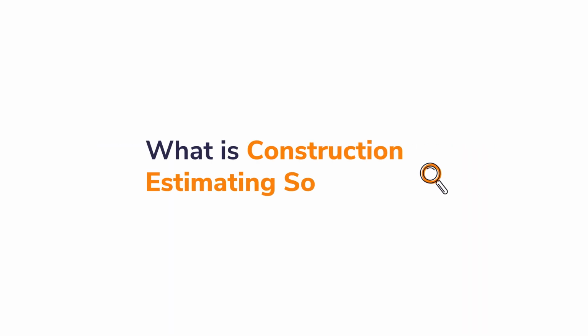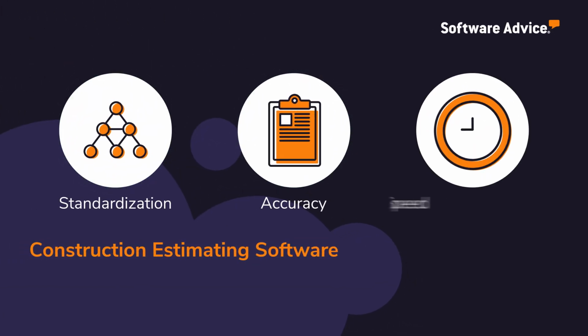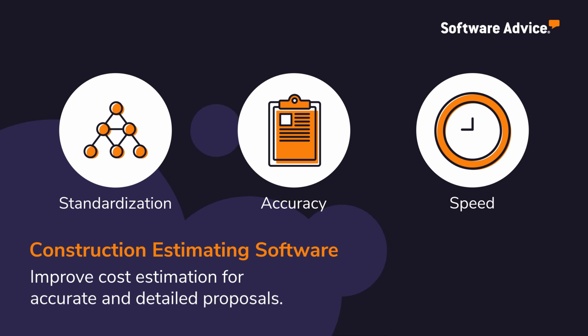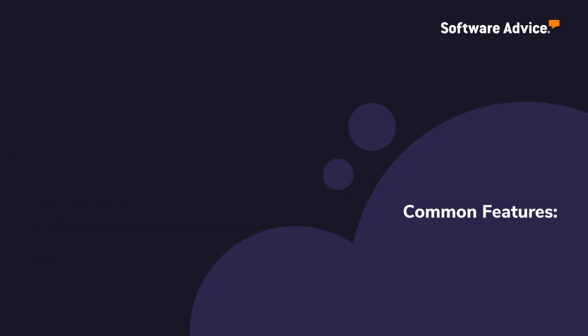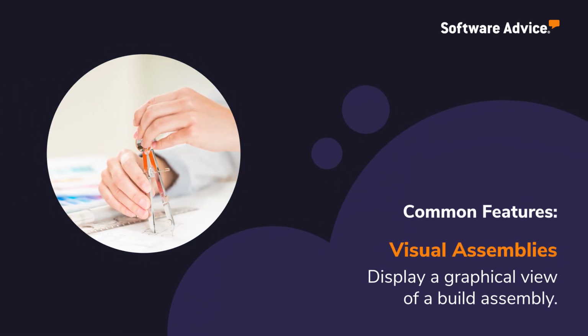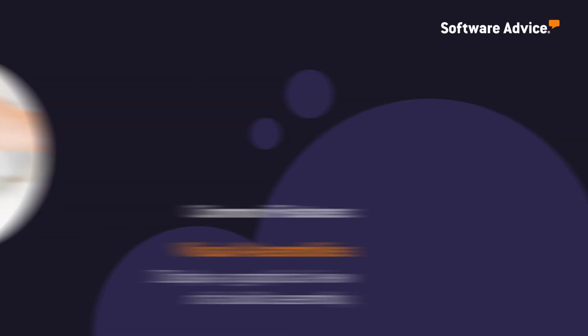What is construction estimating software? Construction estimating software improves process standardization, accuracy, and speed when calculating material and labor costs to help contractors create detailed, professional proposals. Common features of construction estimating software include visual assemblies, which display a graphical view of a build to visualize which portion of the project you're estimating.